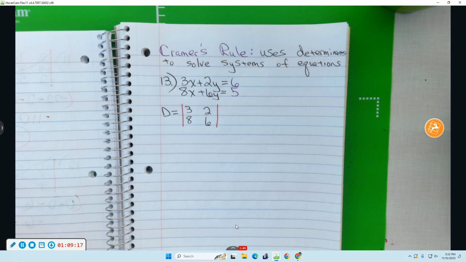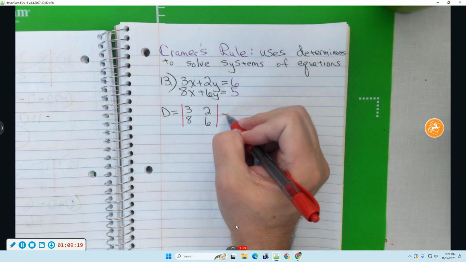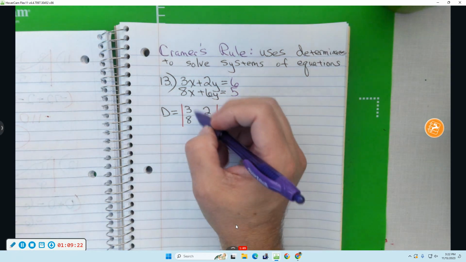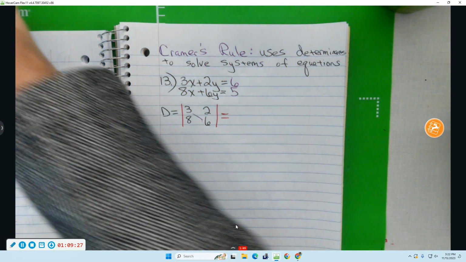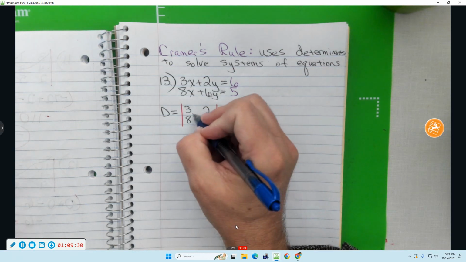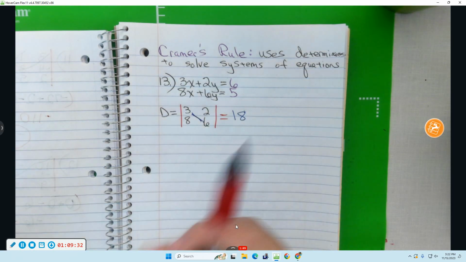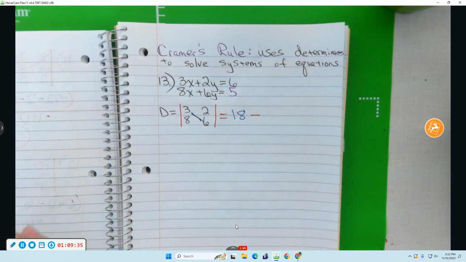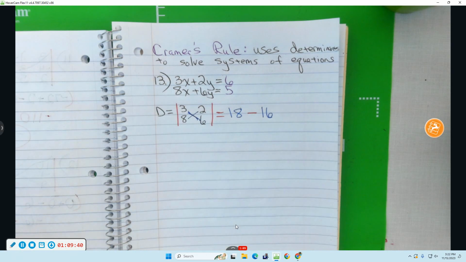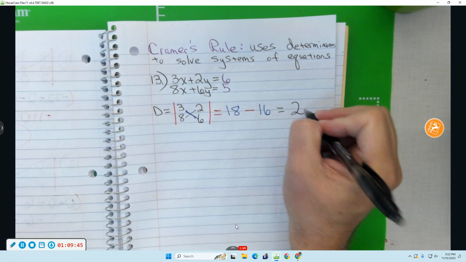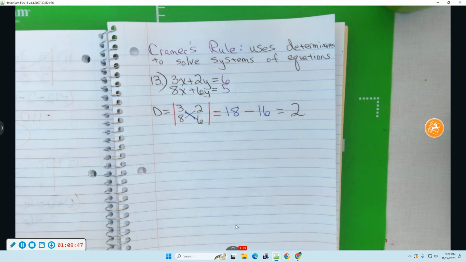And we know how to do this. This is one of the short determinants. You just crisscross. Cross multiply. 3 times 6 is 18. There's my blue pen. 18 minus, remember this red minus is from the formula, 2 times 8 is 16. 18 minus 16 gives me a determinant of 2. D is equal to 2. He then formed, is everyone caught up?